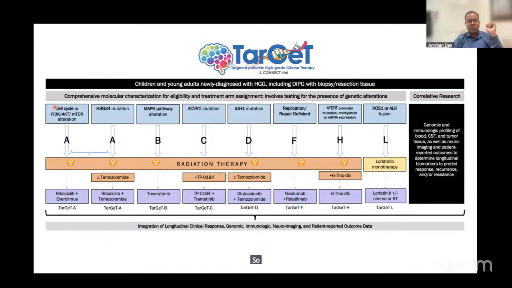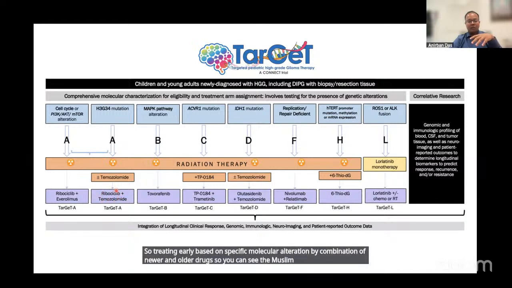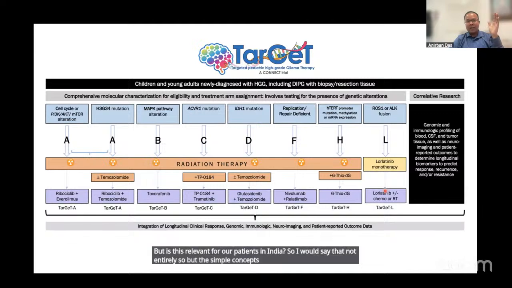So treating early based on specific molecular alteration by combination of newer and older drugs. So you can see temozolomide here combined with ribociclib, tovorafenib, which is a new MEK inhibitor, nivolumab and relatlimab for the replication repair deficient tumors, and for the infant type alterations using targeted therapy with or without chemotherapy and radiation is the approach that the global field is now taking. But is this relevant for our patients in India? So I would say that not entirely so, but the simple concepts and the practical differences that are very obvious in some subsets can be applied today in India and probably anywhere in the world.